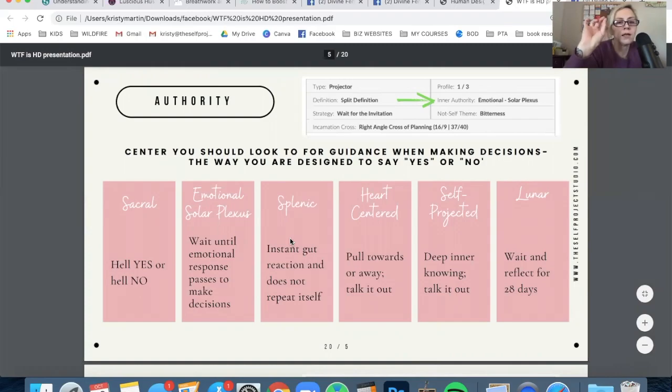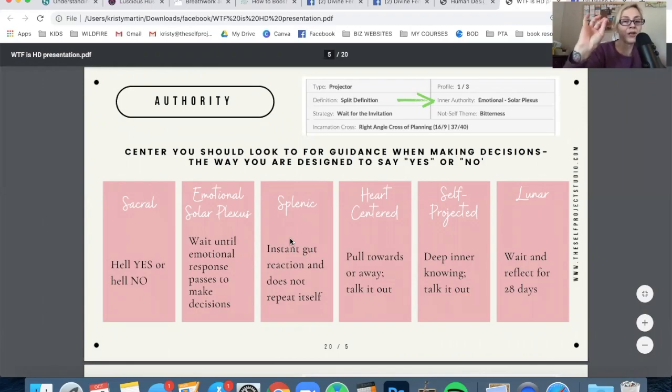So if you are a sacral authority, you're just going to literally know. Hell yes or hell no is going to come from your sacral authority area. So you're literally maybe going to feel this pool of excitement, or you're going to feel this nauseous, like, nope. And so that's how you know. If you're an emotional solar plexus, you need to wait. You're going to have the same response, but you're probably going to have maybe an emotional or an excited response to everything. So you need to wait until your emotional response passes before you make your decision.